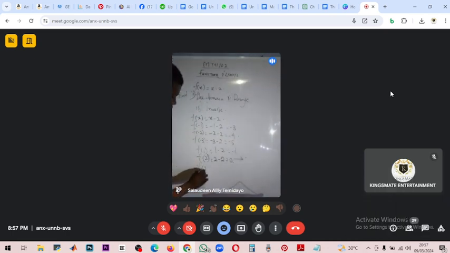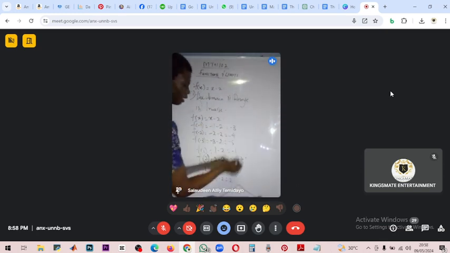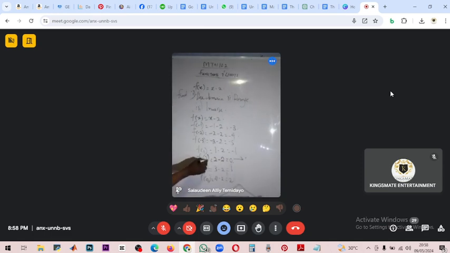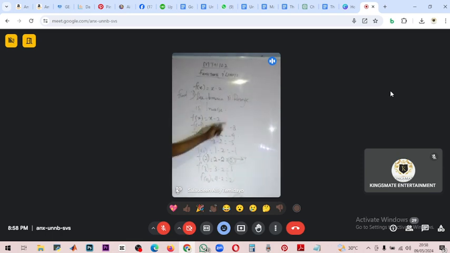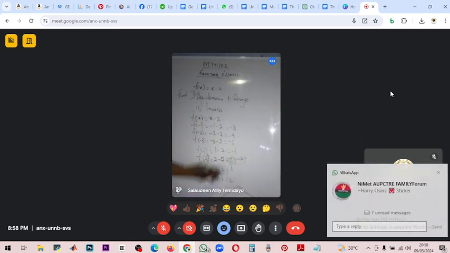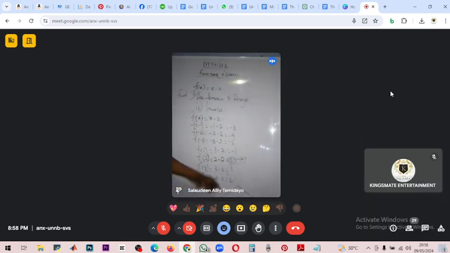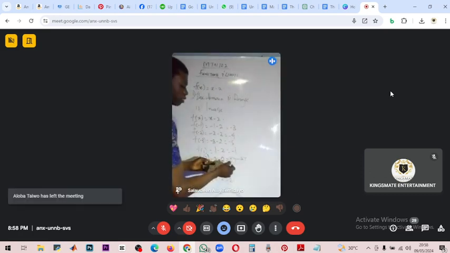Let's go. f of 3, continue. That's 3 minus 2, right? 1. f of 4, that is 4 minus 2, 2. You can see that all others are giving me answers except f of 2. f of 2 gave me the value of 0. So I will say all real numbers are domains of this function except 2. Because when we use 2, we got 0.